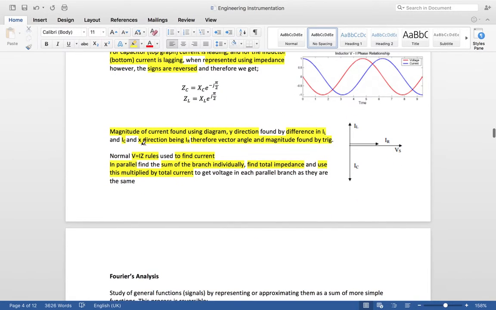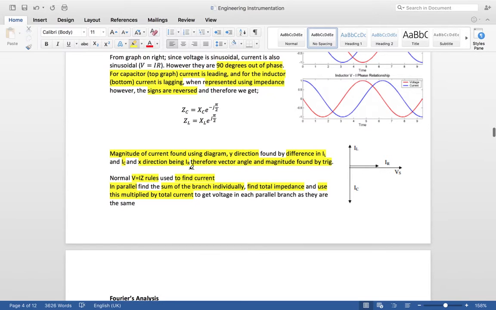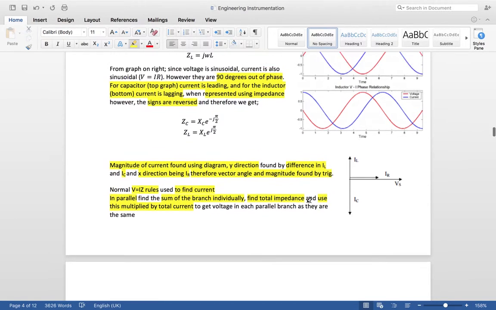The magnitude of the current is found using the diagram, and in the y direction is the difference between IL and IC, of course, and the x direction is IR, and therefore the angle and magnitude can be found using trigonometry, which is quite straightforward. And to solve this kind of question, I use the rule V equals IZ, and instead of resistance, we have the impedance now. And in parallel, some of the branches use the same rule, and some of the branches individually. And to find the total impedance, multiply by the total current, and that's how you find the voltage in each branch, and so on.